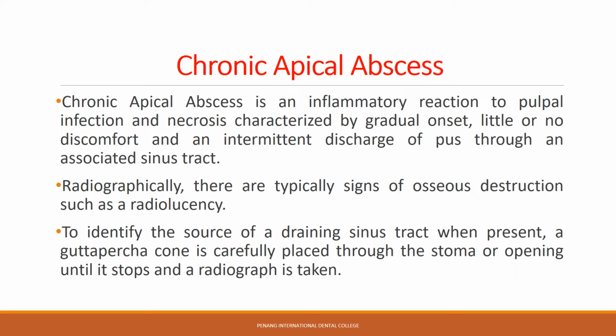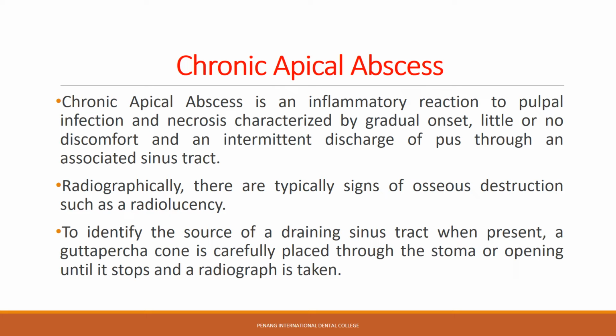A chronic apical abscess is described as an inflammatory reaction to pulpal infection and necrosis characterized by a gradual onset. There might be little or no discomfort, and an intermittent discharge of pus through an associated sinus tract is noted. Radiographically, there are typical signs of osseous destruction such as radiolucency around the periapical area.